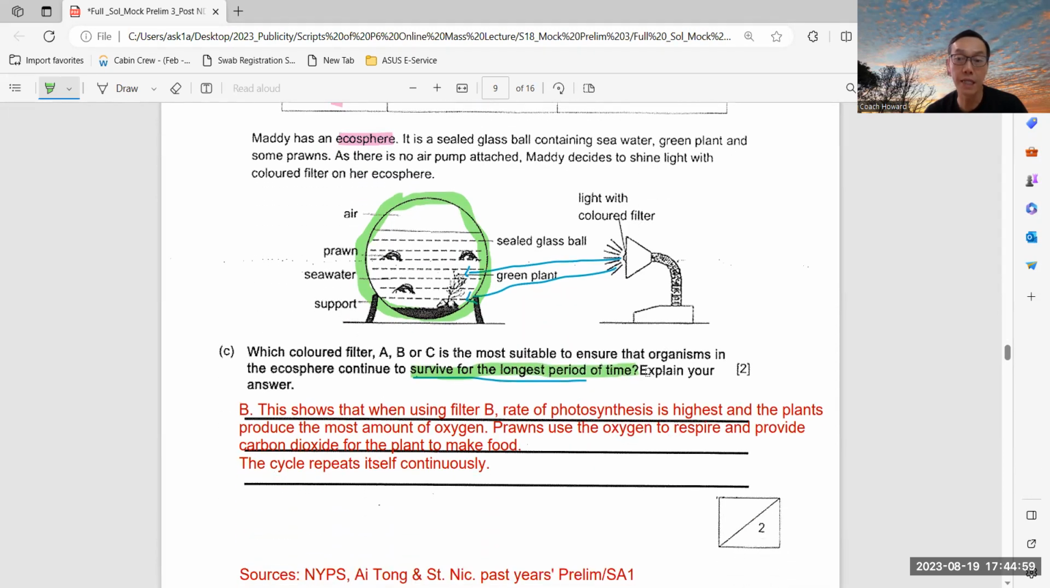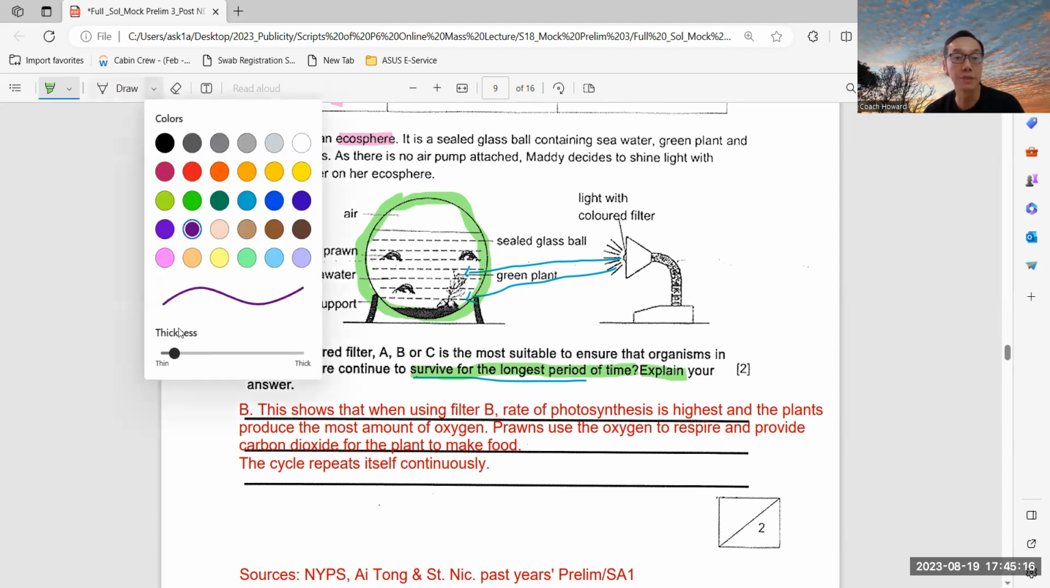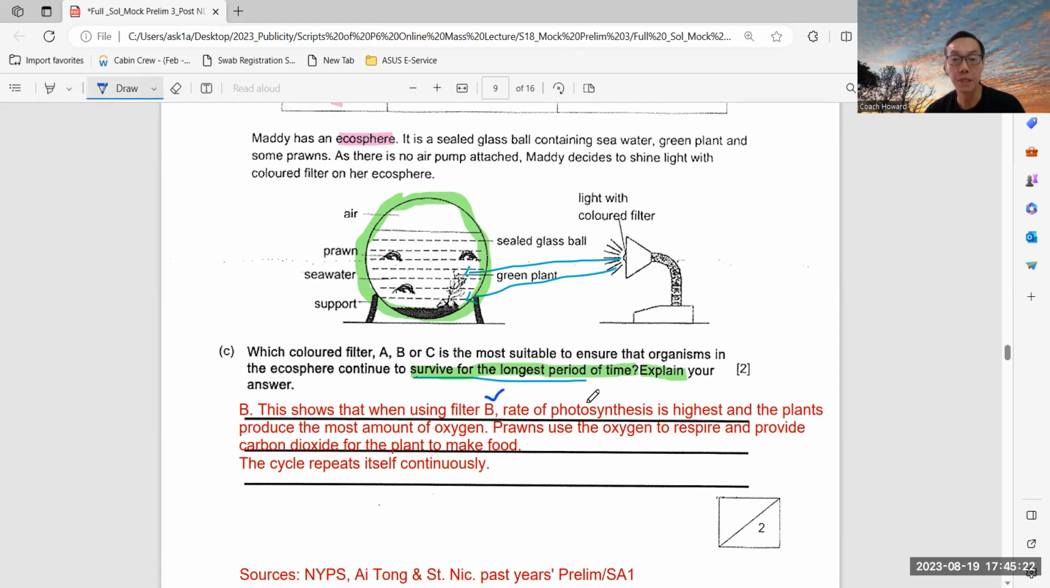So because you need to explain, can you see? Explain your answer. So this part, you should say B or color filter B. This shows that when using filter B, the rate of photosynthesis is highest. Okay, regarding the food, I'll explain to you later. So let me explain this part first. So the examiner want to see you mention this, B. And why? Because the rate of photosynthesis is highest. And the plants produce the most amount of oxygen.